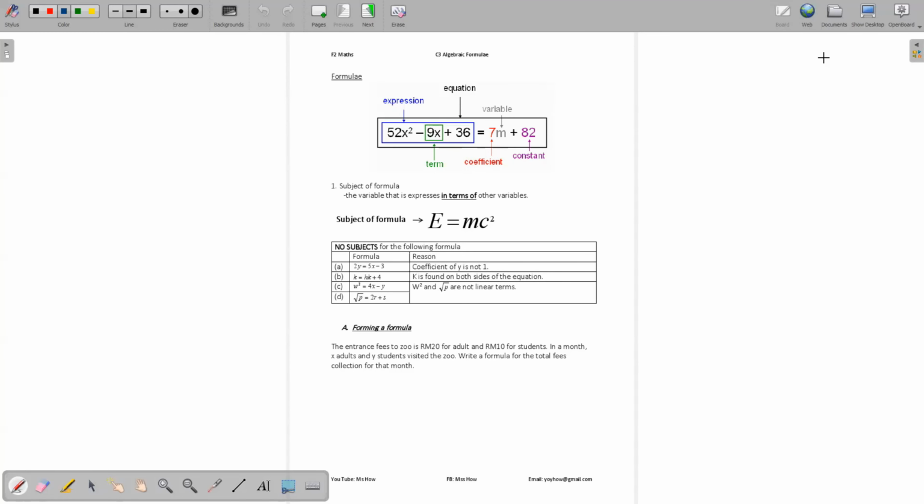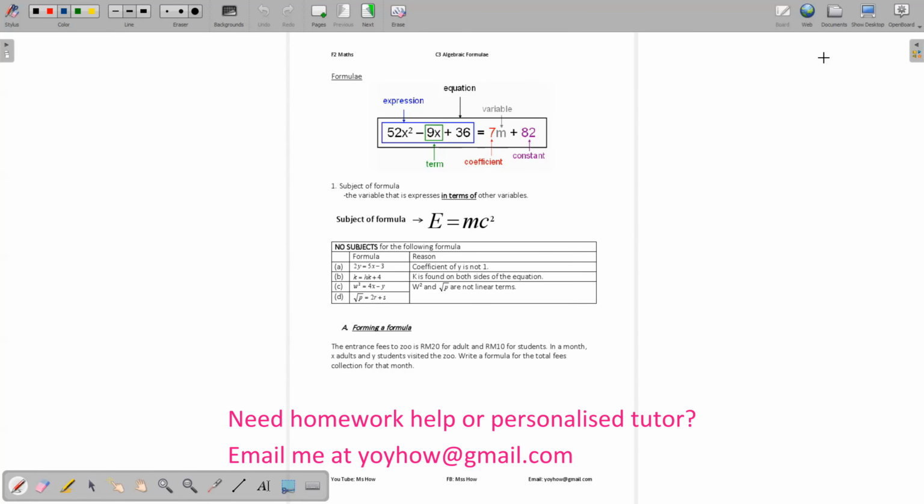Class, see you again. So today we will learn this algebraic formula from Form 2 Maths. It is on Chapter 3, algebraic formula. So let us start now. Okay, so what is formula? Formula is an equation that correlates a few variables.